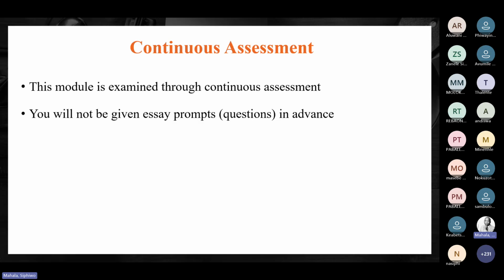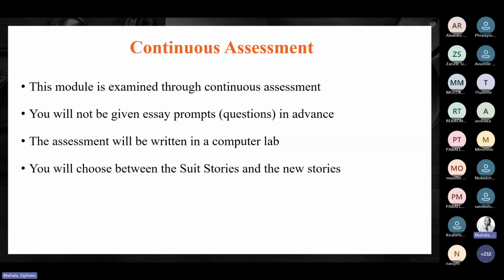Now, I want to look at the form of assessment that you'll be subjected to as you'll be writing on these stories. Unfortunately, you won't be given the topic beforehand. I've been asked about this before. I can confirm once more here, and that is part of the reason why we're creating platforms like this, and we go out of our way to assist you. So just like you did in assessment 1, you'll write in a computer lab.